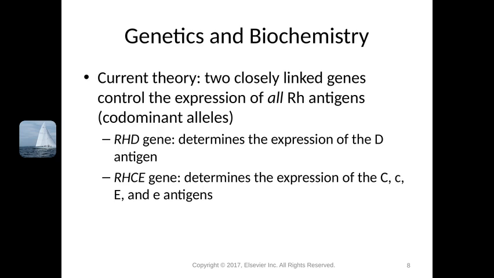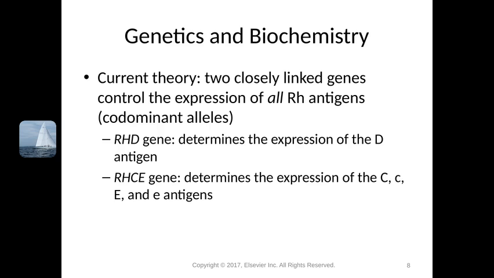Our current theory is that there are two closely linked genes that control our expression of all the Rh antigens, and they are co-dominant alleles. The RhD gene determines the expression of the D antigen. It says whether we are D positive or D negative, which means it says whether we are Rh positive or Rh negative.